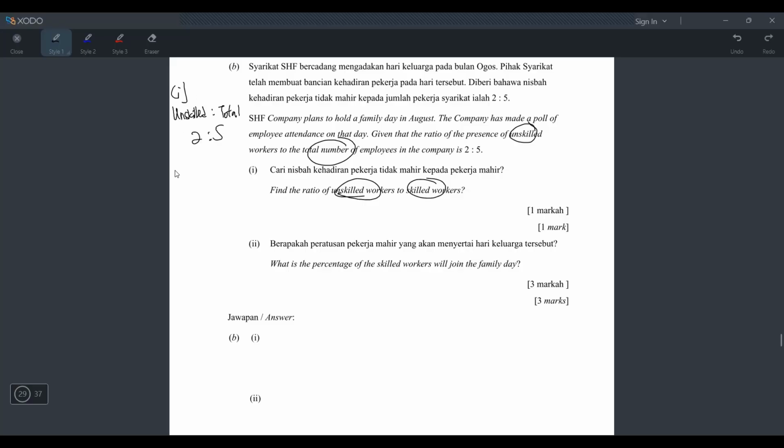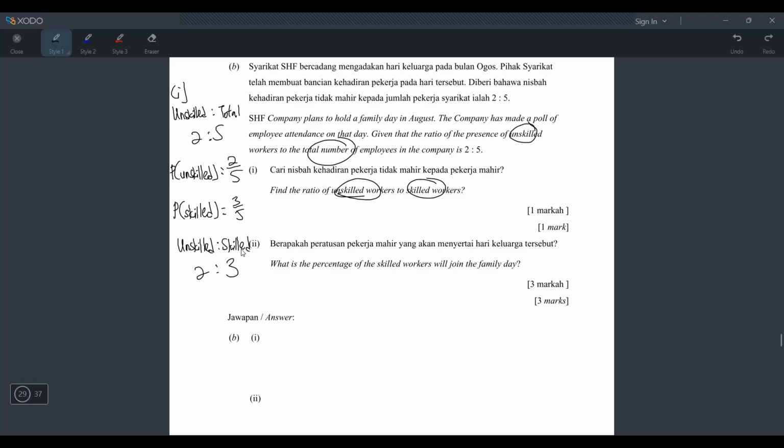So if unskilled is total, it means the probability of unskilled you can find already. The probability of unskilled will be 2 over 5, because ratio can change to fraction. I mentioned just now in the A question. So if the unskilled is 2 portion, total is 5, the probability is 2 over 5, right? But then they want the ratio of unskilled to skill. If unskilled is 2 over 5, what is the probability of skill? 3 over 5, right? So the ratio of unskilled to skilled will be 2:3.